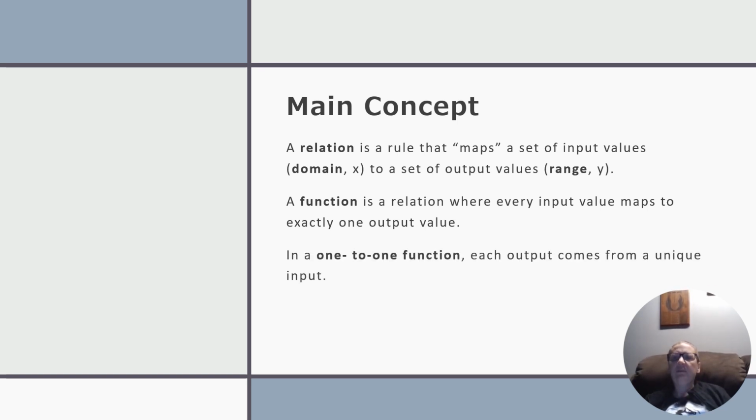And then a one-to-one function is a very special type of function where each output also comes from a unique input. So in other words, the y value only comes from one x value. So if y is 3, it's only going to come from one value, like 2. So it's not going to come from more than one x.